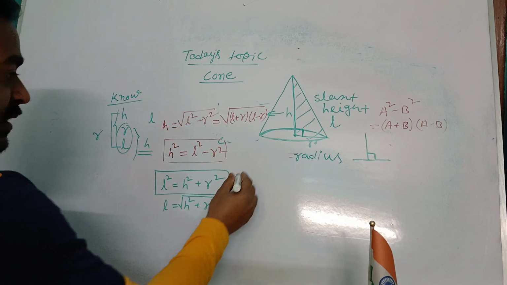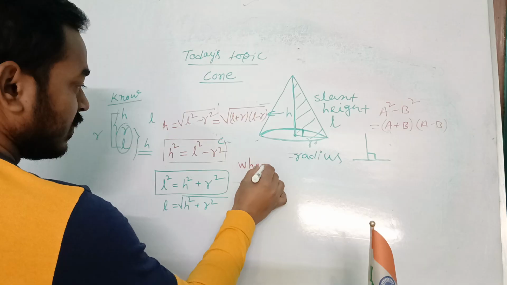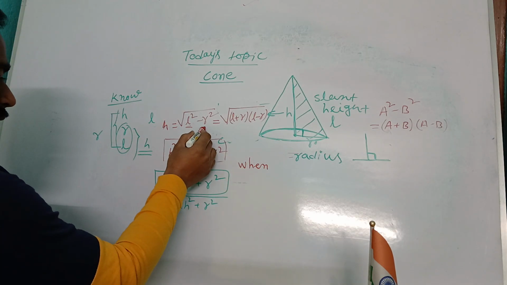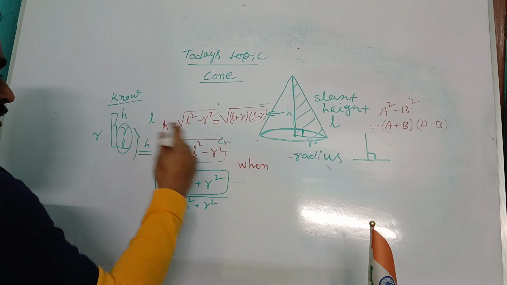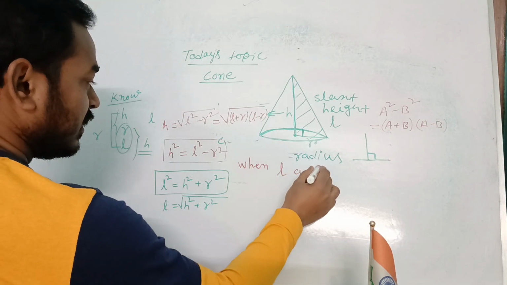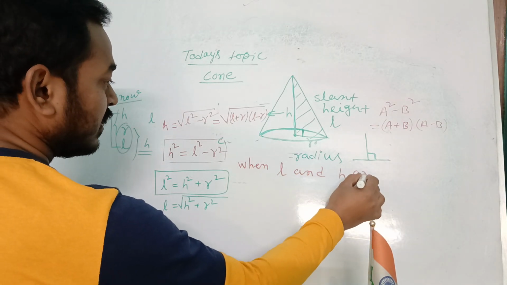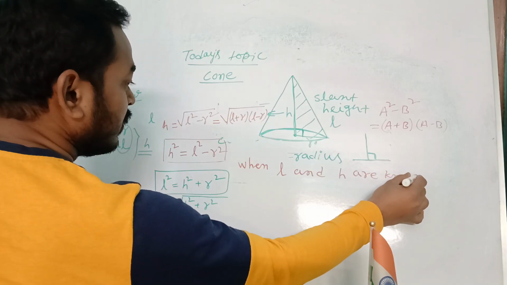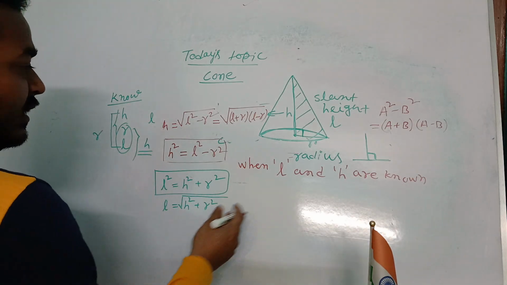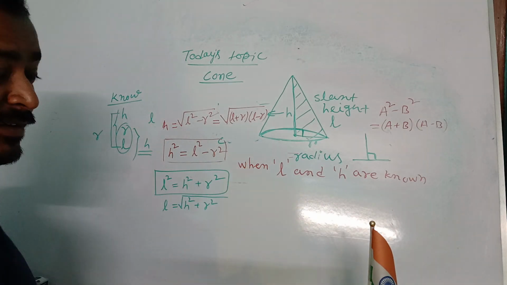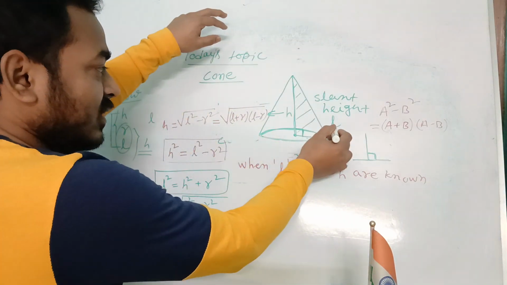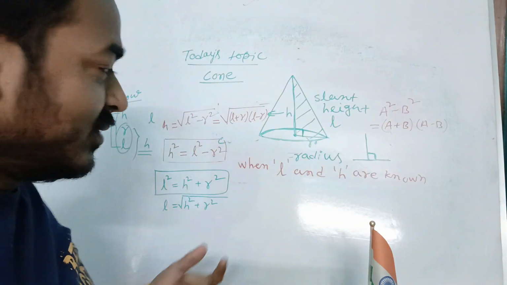Okay, next one. Earlier L and R were known and we were finding H. Now L and H are known. When L and H are known, what do we have to find? R, the radius. We have to find the radius.